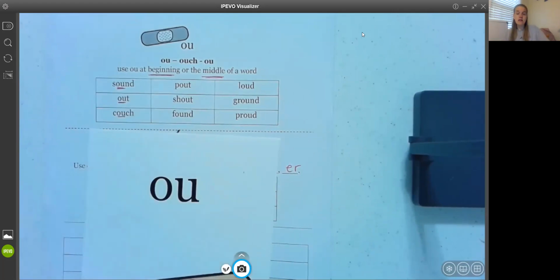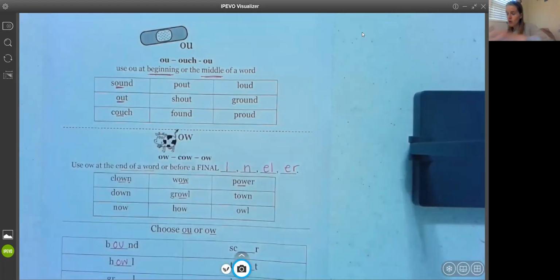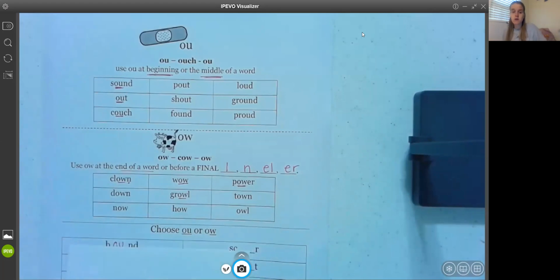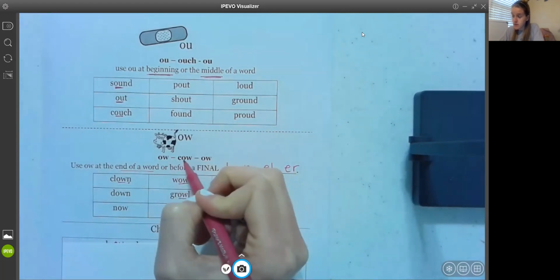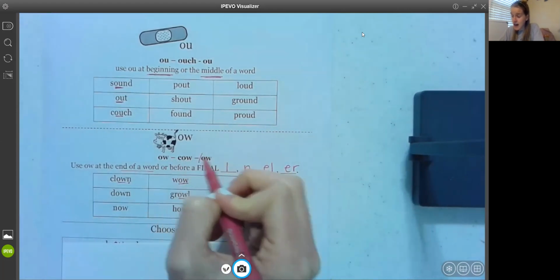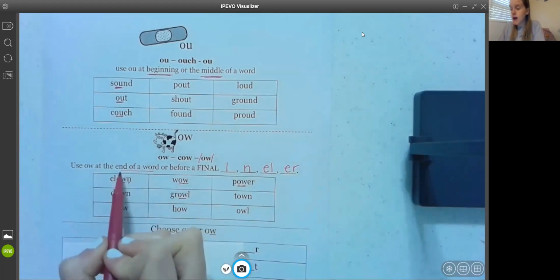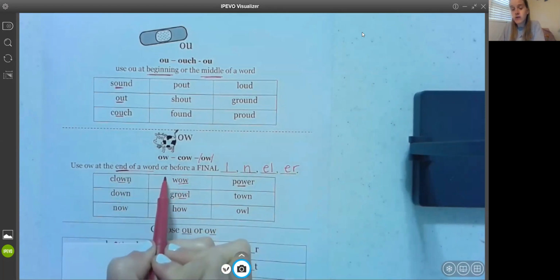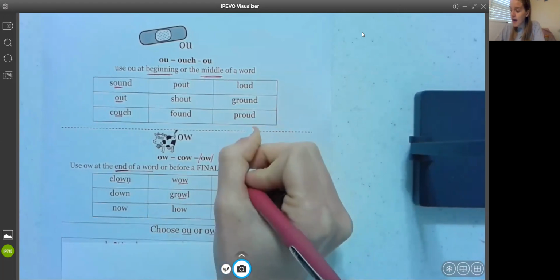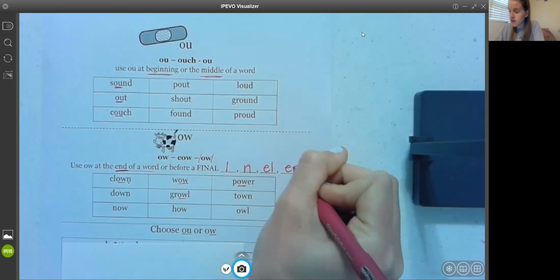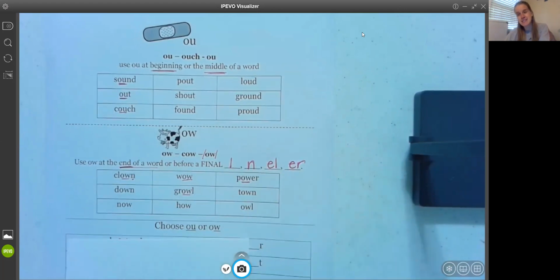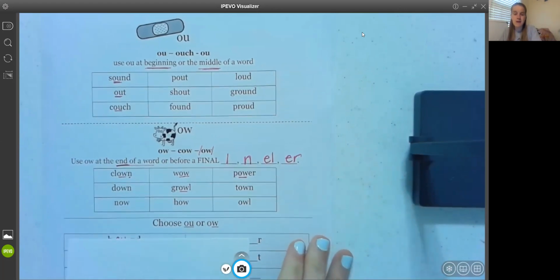Now, this is where we get a little tricky. We have OW. So OW, cow, ow. So OW, like cow, says ow. And use OW at the end of a word or before a final L, N, EL, or ER. Yes, there's a lot of rules and exceptions. So we're definitely going to be playing around with it.